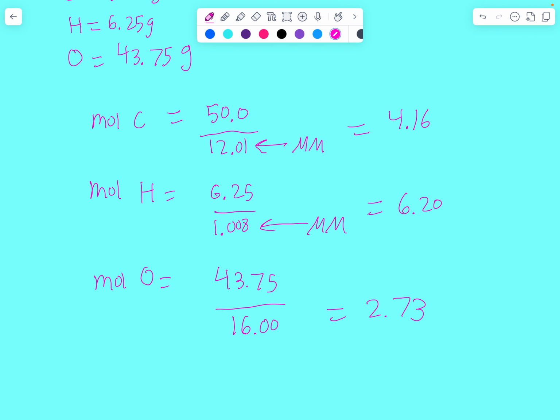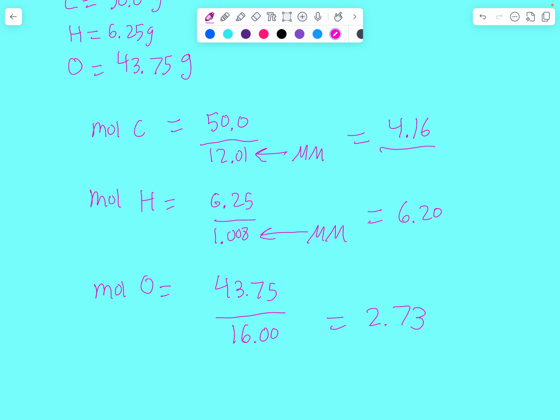Now I divide by the smallest to get a ratio. Which one's the smallest among these 3 options? Which one's smaller, you guys? 2.73. So divide all of them by 2.73. So 4.16 divided by 2.73 is 1.52. 6.20 divided by 2.73 is 2.27. And then 2.73 divided by 2.73 is 1, right? I don't stop here because 1.52 and 2.27 aren't whole numbers. Exams expect whole number subscripts.